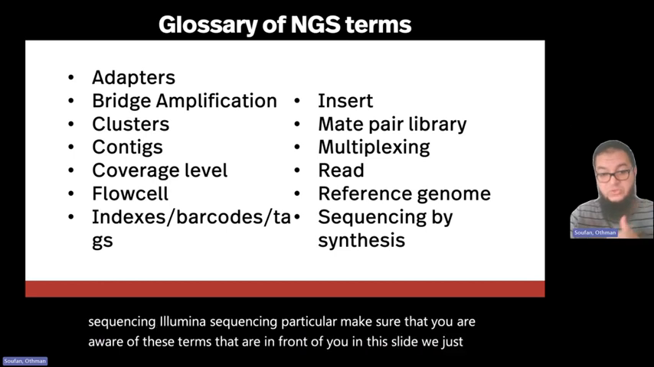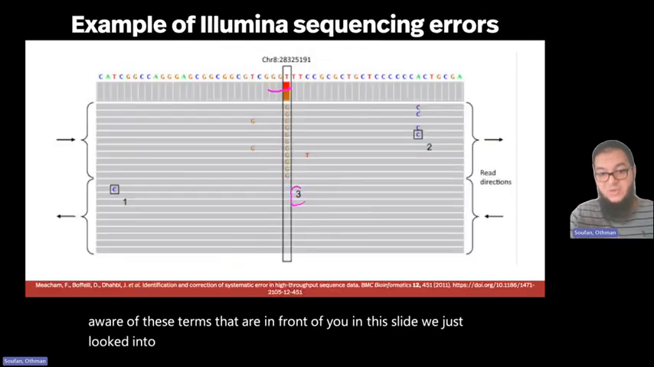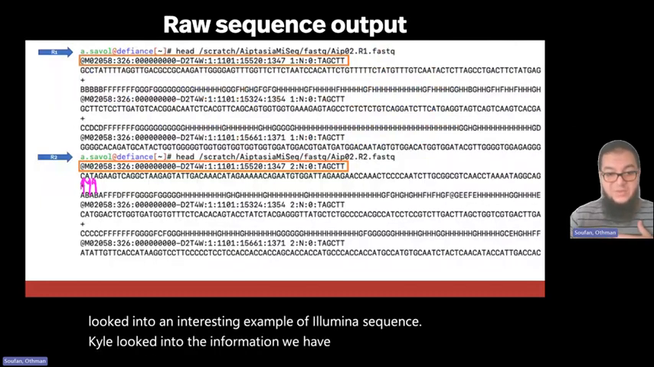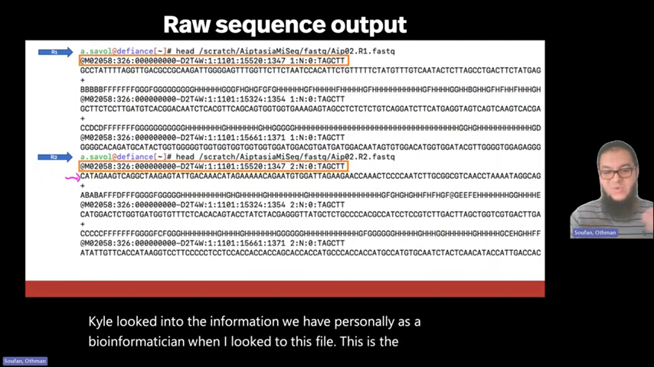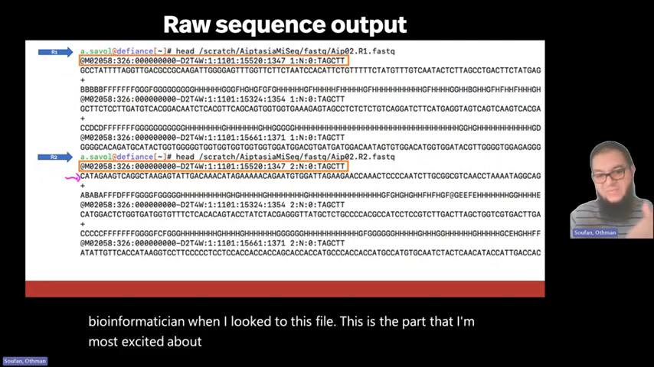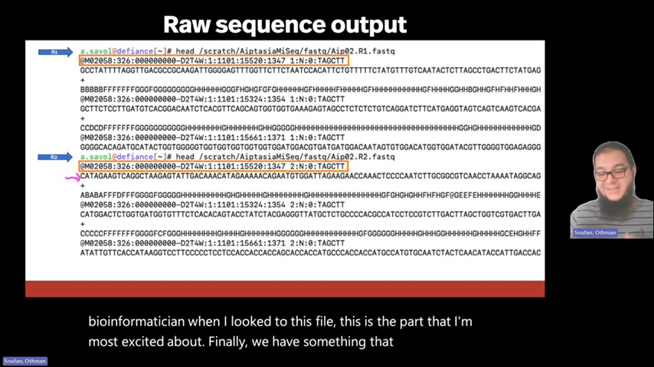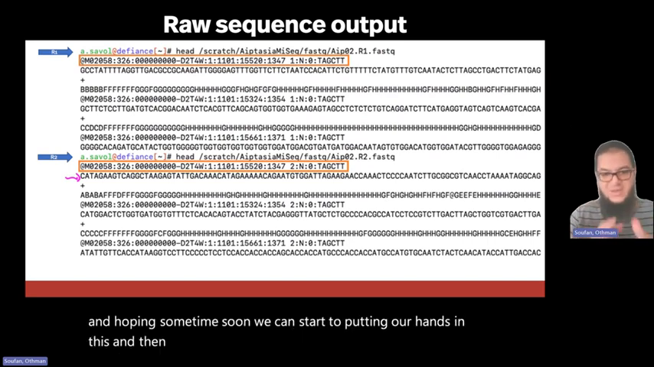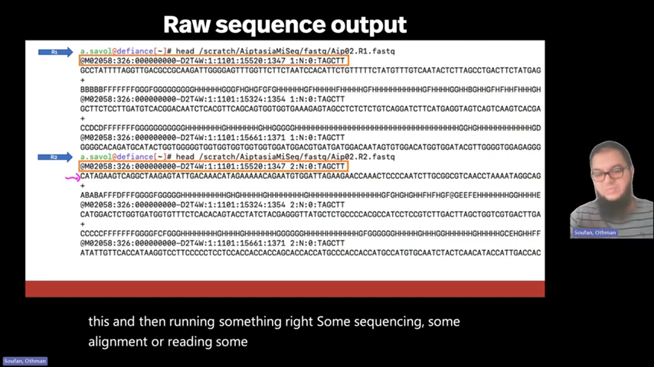We just looked into an interesting example of an Illumina sequence file and the information we have. Personally, as a bioinformatician, when I look at this file, this is the part that I'm most excited about. Finally, we have something that we can read, and hopefully sometime soon we can start putting our hands on this and running something: some sequencing, some alignment, or reading some gene expression, whatever.